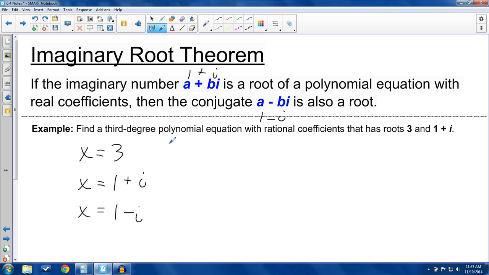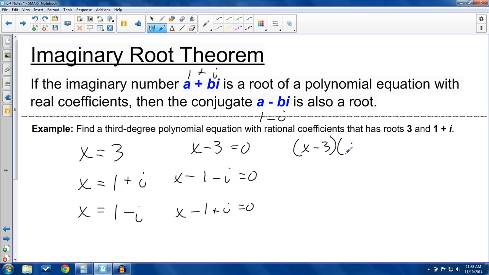If that's the case, check this out. We need to actually find the polynomial, though. So that means x minus 3 equals 0. x minus 1 minus i equals 0. I subtracted these over. And x minus 1 plus i equals 0. Which means, when expanded, it looks like this.